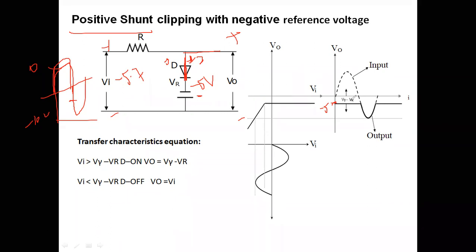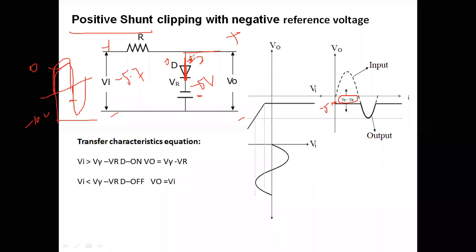That's why I had mentioned here also V gamma plus VR. VR is your reference voltage, V gamma is nothing but the cutoff voltage. If you take the ideal case, V gamma will be 0. If you take the practical case, if it is silicon, you may have 0.7. Germanium is 0.3. Therefore, whatever it may be, the diode is on when the anode voltage is greater than the cathode voltage.